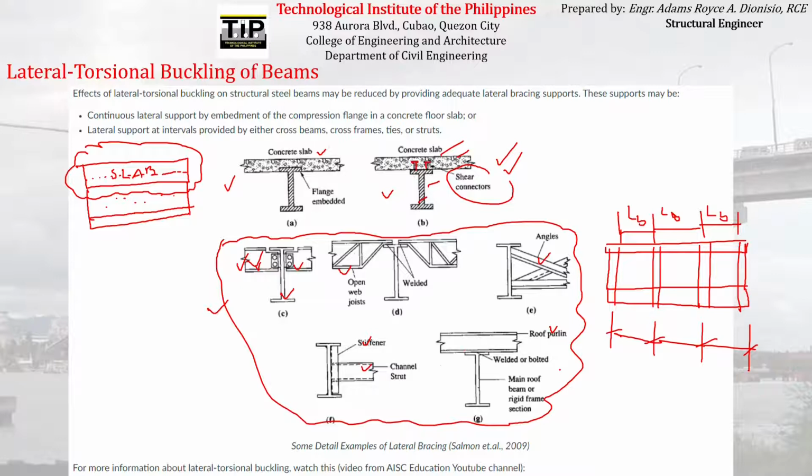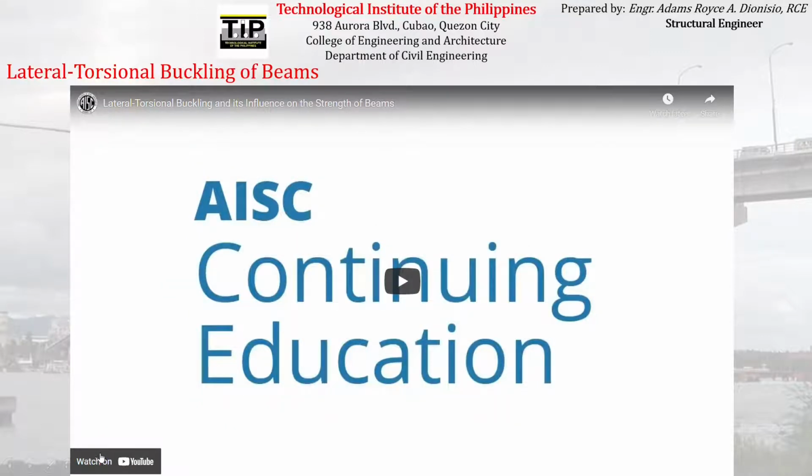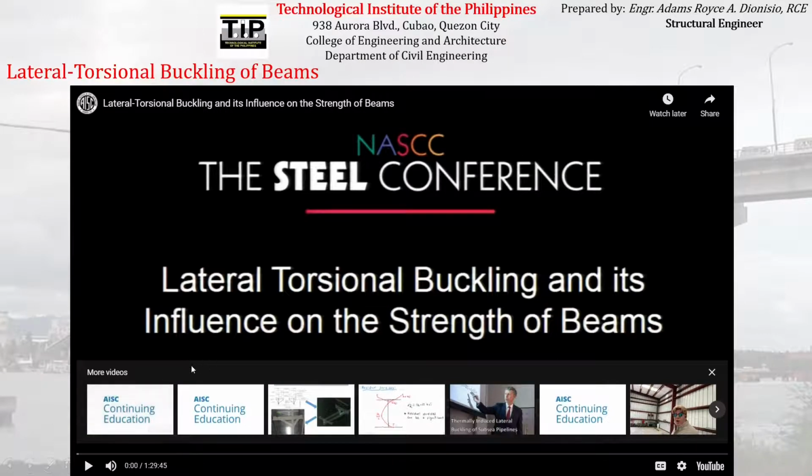Okay, so those are just the different ways to provide lateral bracing to a steel beam so that lateral torsional buckling can be avoided. If you want more information about lateral torsional buckling and its influence on the strength of beams, you can watch this video here. Although we will no longer watch this video because it is worth 1.5 hours. That is a very long period of time, so we'll just skip that. Just watch this video whenever you have time.